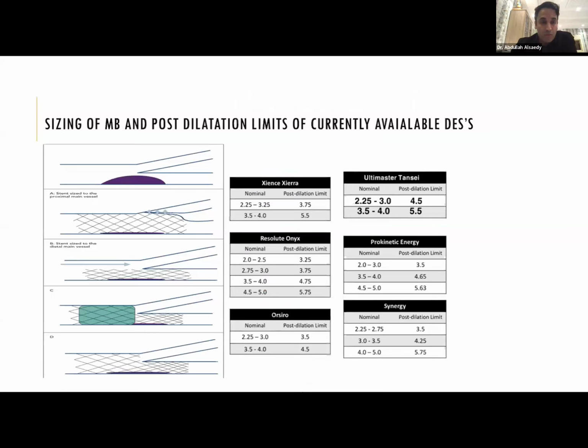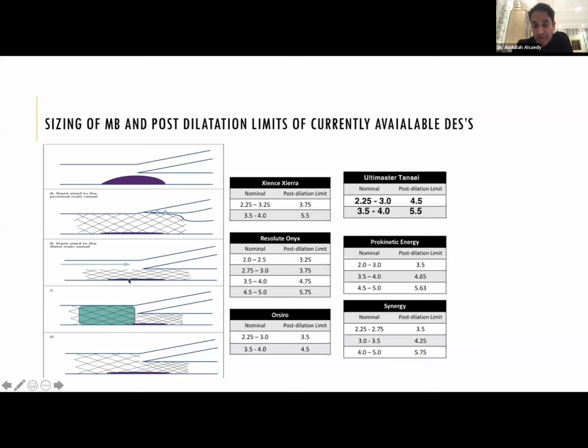So when we talk generally about sizing of the vessels, as we know, this is the ABC of interventional cardiology: to size the stent based on the distal reference diameter of the vessel. Then you go and post-dilate in the proximal segment to avoid any stent under-expansion in the proximal segment.